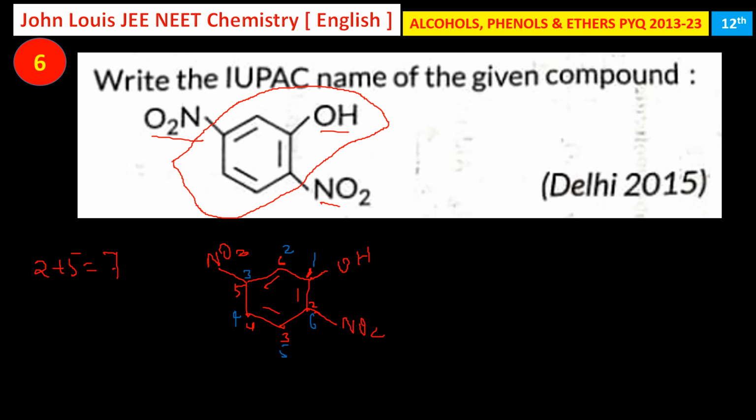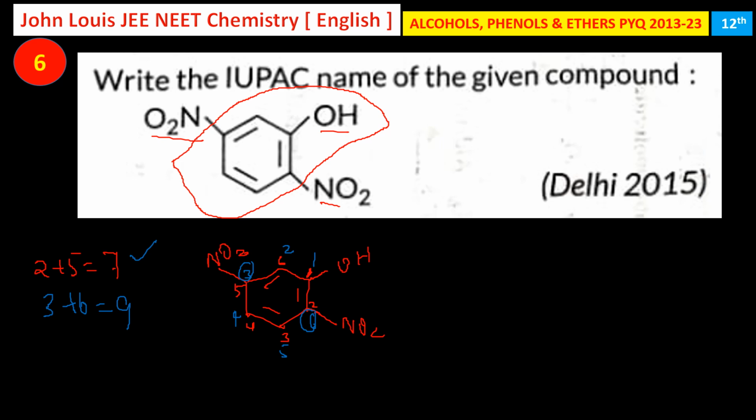Now in which position are the nitro groups bonded? In the third position here, and here it is in the sixth position. 3 plus 6 is equal to 9. Therefore, which one do we have to choose? The one which is smaller we have to choose. So this way of numbering the compound is correct. Therefore, here, giving the number in clockwise is the correct one.